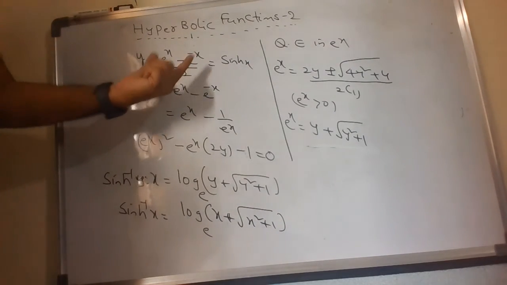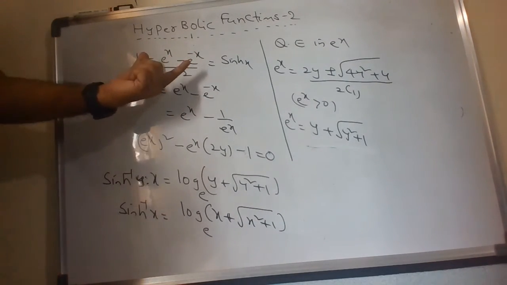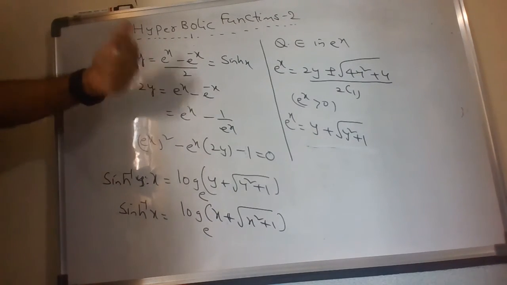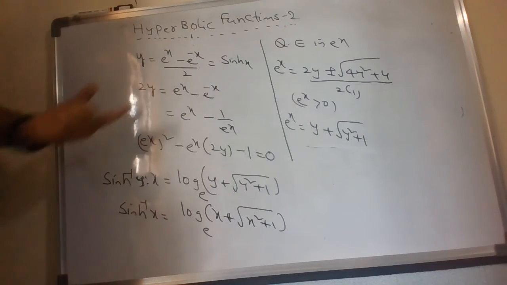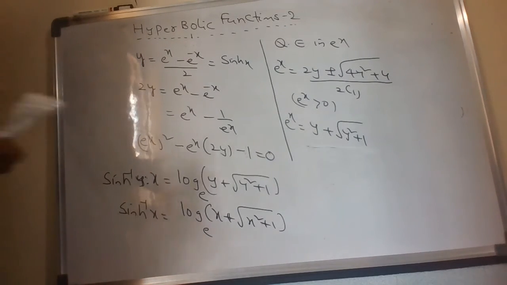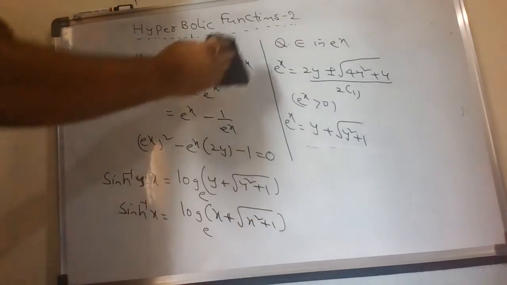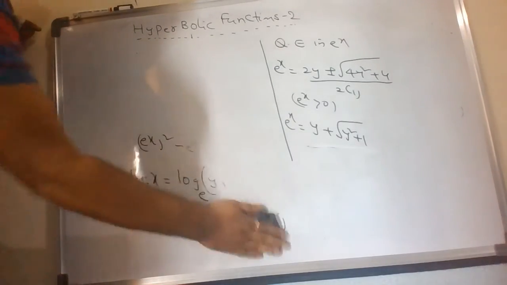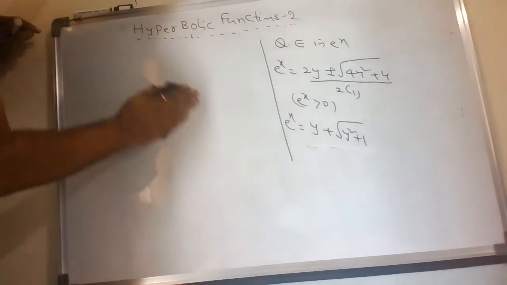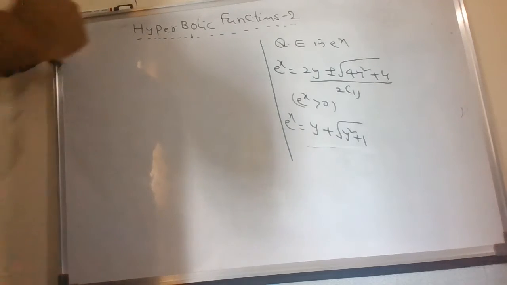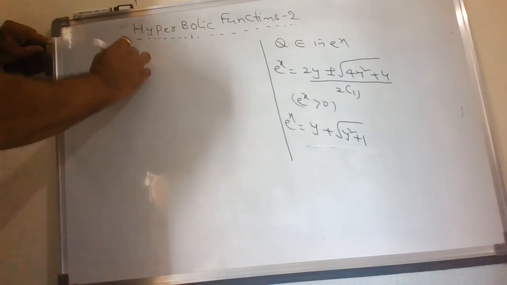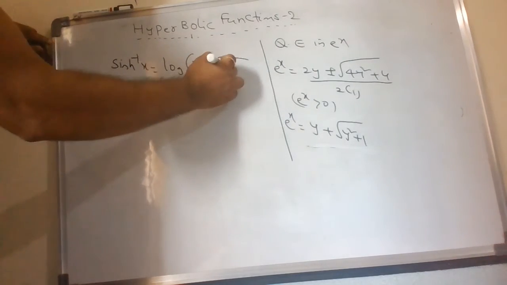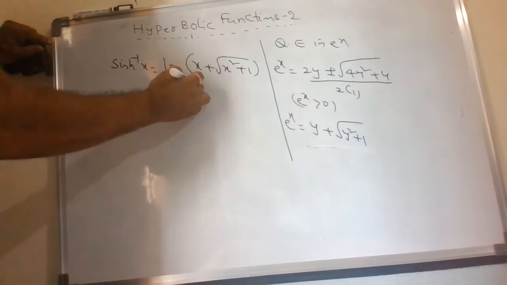If you know how to transform one function into its inverse hyperbolic function, you can switch to the others also. Like by using this, you can solve cosine hyperbolic as well as tan hyperbolic and cot hyperbolic. Once you are able to do one, similarly you can extend the same to the other functions also. So sinh inverse x is nothing but the logarithm of x plus under root x squared plus 1 to the base e.